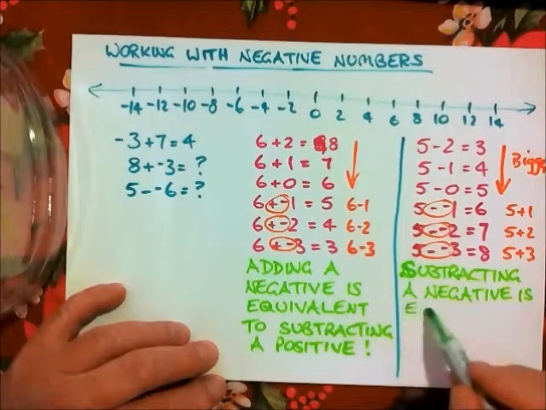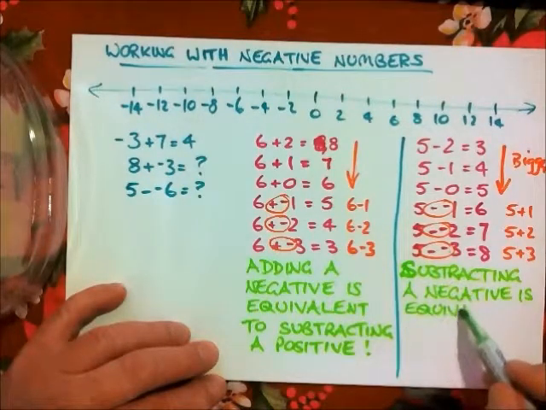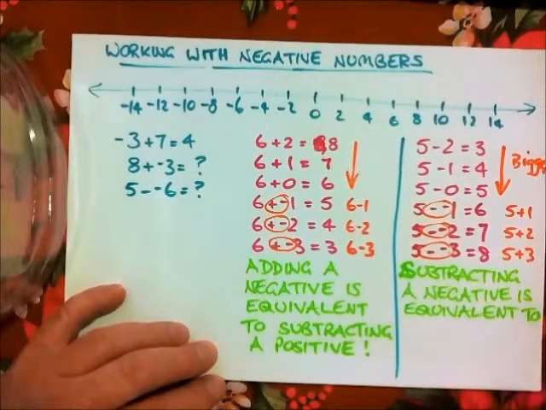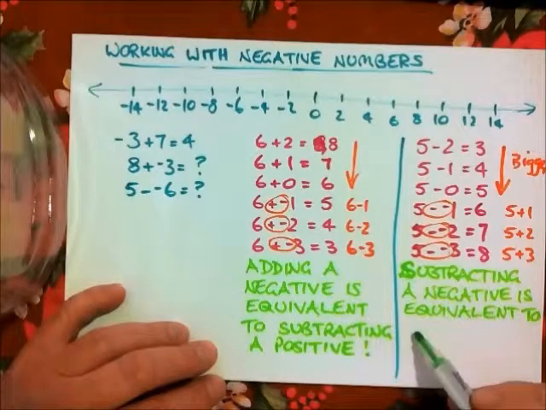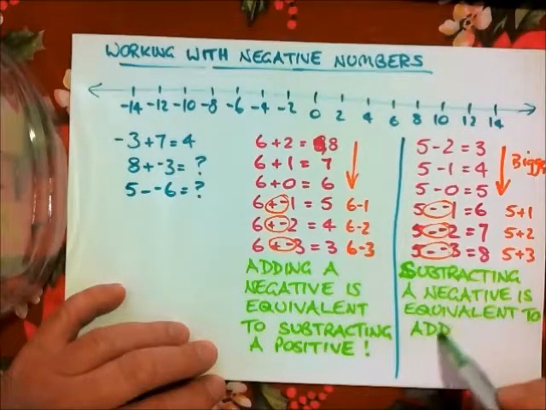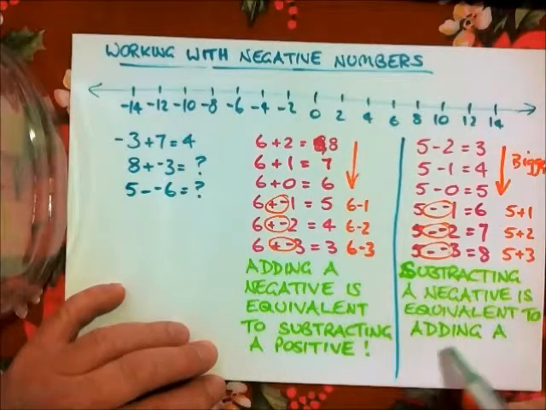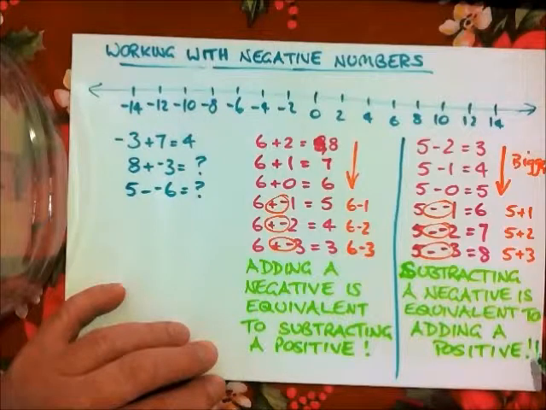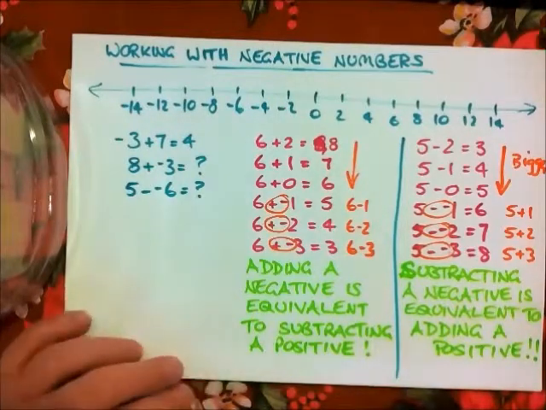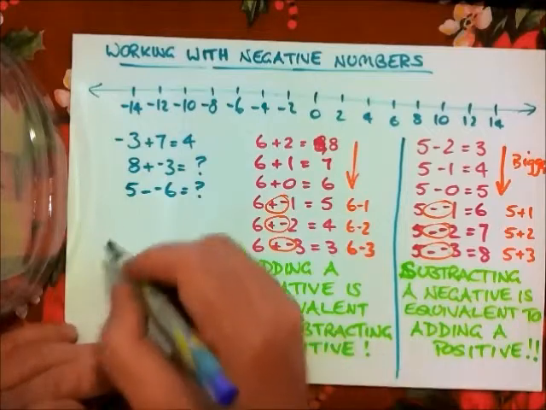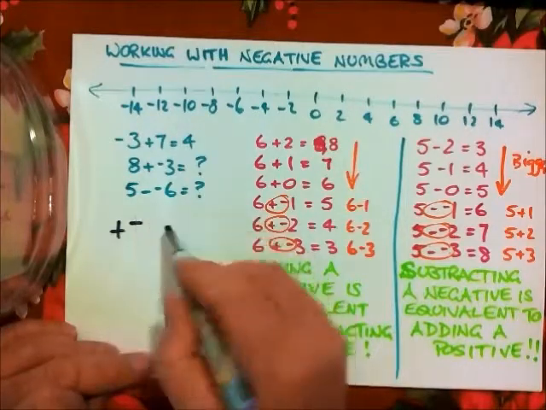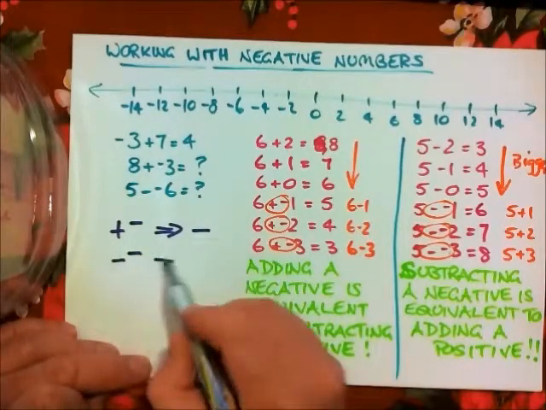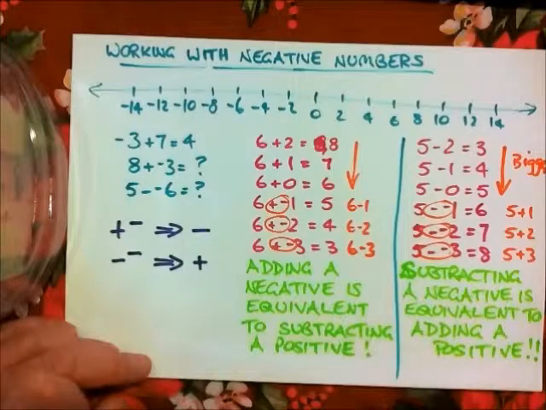Now, how would you say that in your own language? A minus minus is a plus, perhaps? Taking away a negative number is the same as adding? So these two rules are very important. They help you do your questions with a minimum of trouble. We can write them out in a shorthand way. Adding a negative is the same as subtracting. Subtracting a negative is the same as adding.